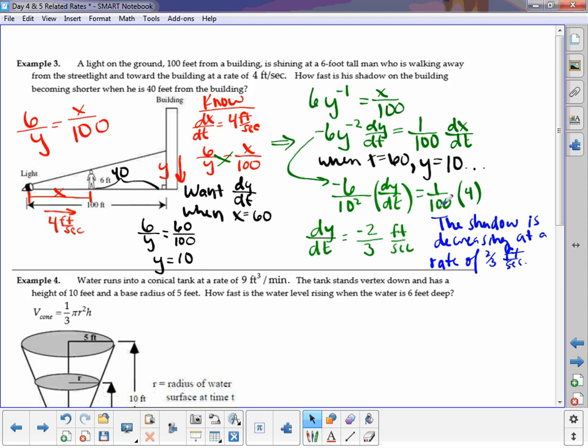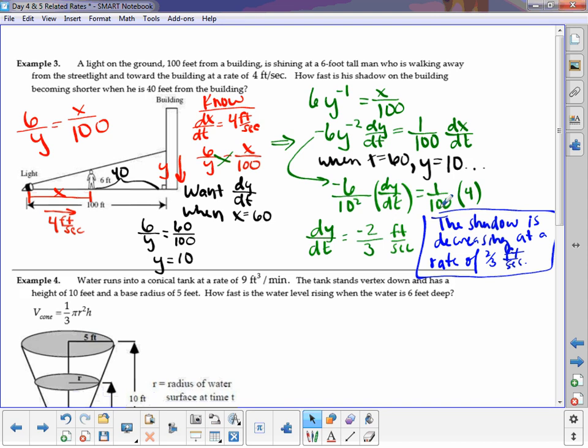So what we should expect is at that exact moment in time, the moment he is 40 feet away from the building, his shadow is decreasing basically 2 feet for every 3 seconds. Okay? Questions with that one? Still feeling okay? That's really the craziest that it gets.